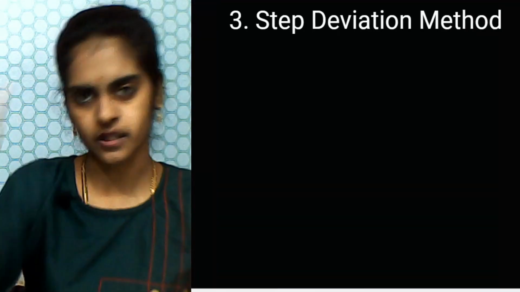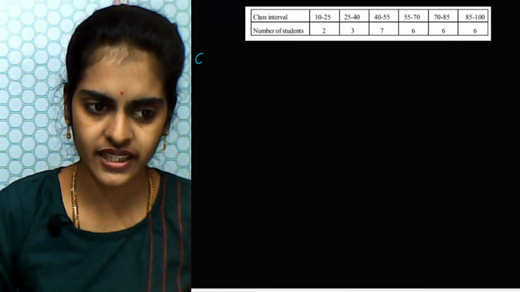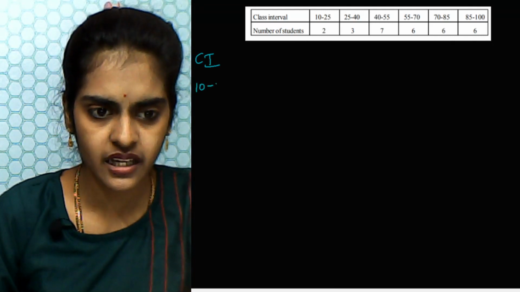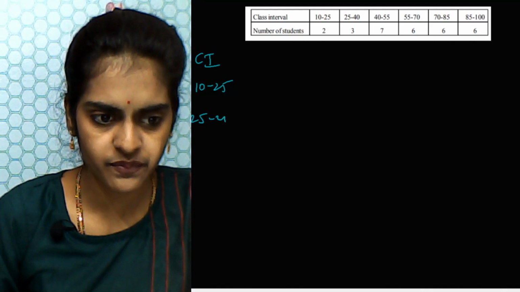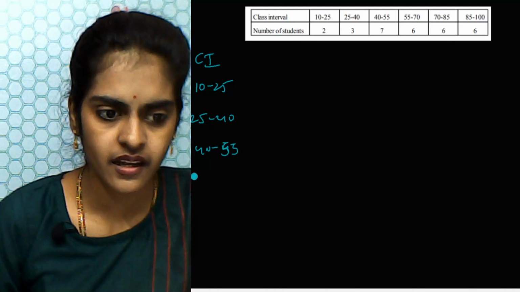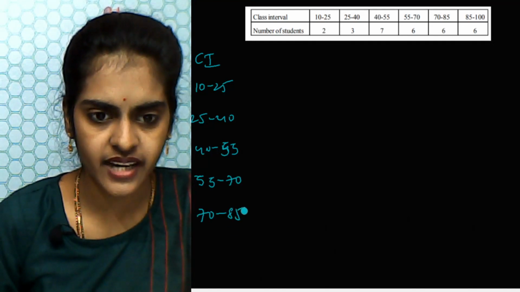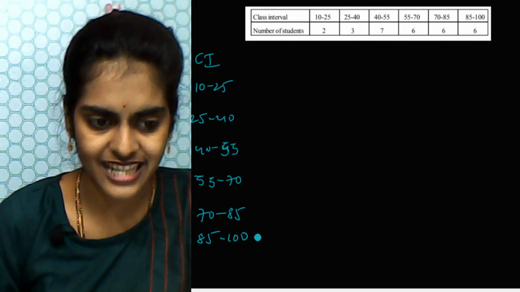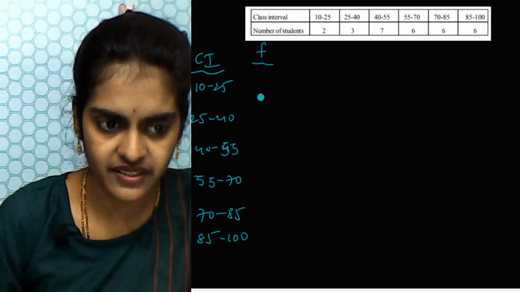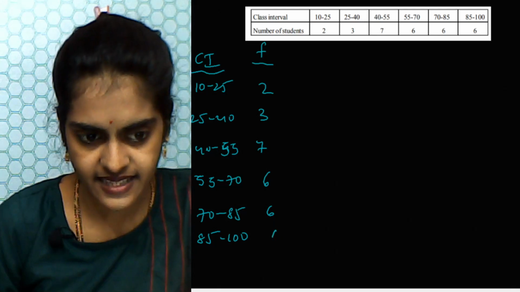So one extra column you will add. Here in step deviation, firstly you will write the class marks. So 10 to 25, 25 to 40, 40 to 55, 55 to 70, 70 to 85, 85 to 100. The class marks you will write the same. Then the number of students is nothing but the frequency. Let us write it: 2, 3, 7, 6, 6 and 6.